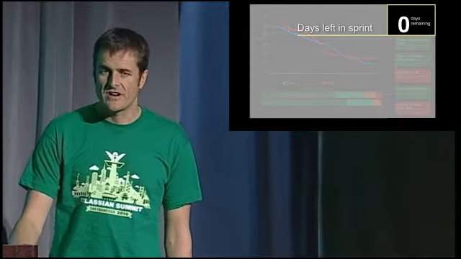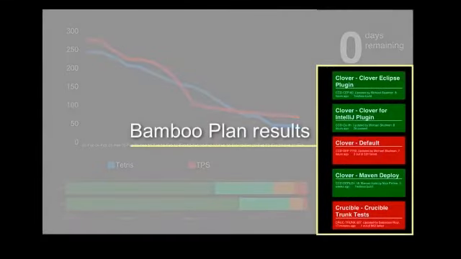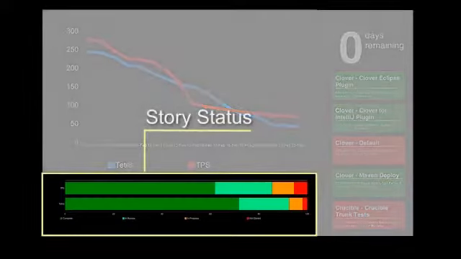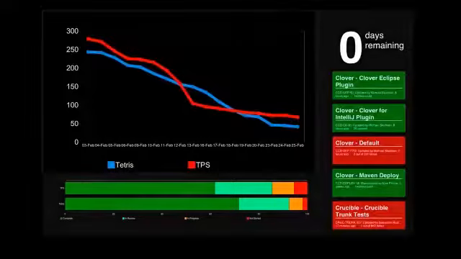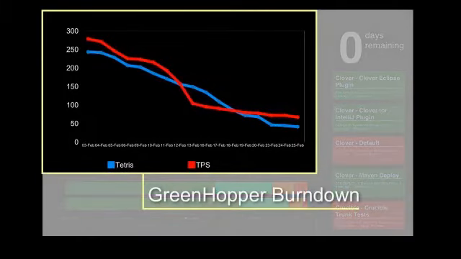So I'll show you the bits and pieces that we're pulling together in this screen. First off, we're getting from GreenHopper the days left in the sprint. We're getting from Bamboo a whole bunch of Bamboo plans. Some story status information. The more green you see on those bars, the more completed the sub-teams are in their sprint tasks. And finally, the burn down, which is again coming from GreenHopper.